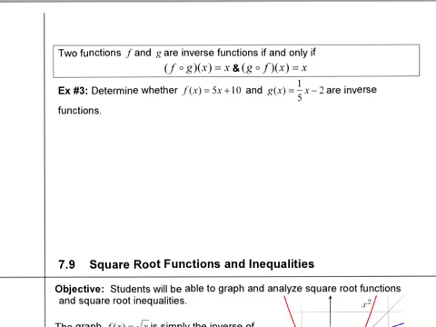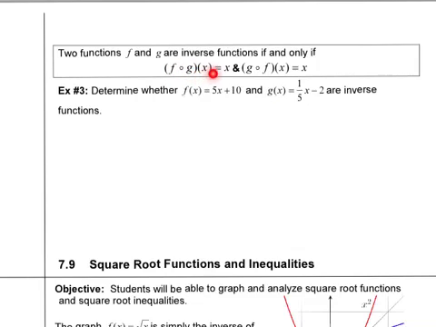Let's take a look at these guys. Two functions are inverses if and only if you can plug them into each other. So if they're composition functions like we did in 7.7, and what you get back out is an x. So let's test this. Let's do f of g of x, and then we'll do g of f of x and see what we get back. So these are supposed to be inverses, but let's check.